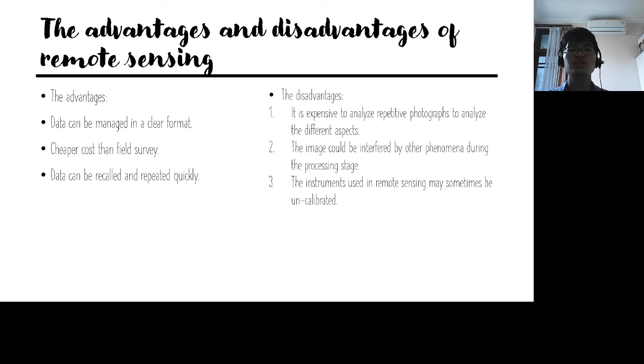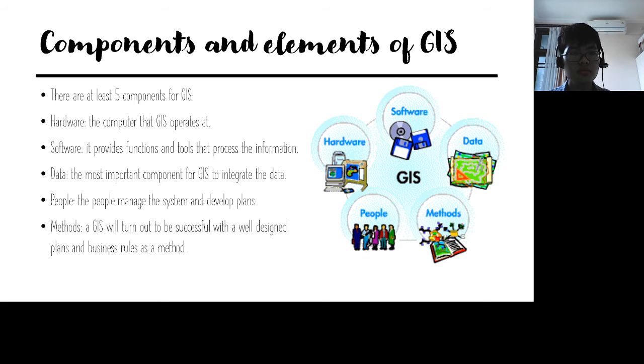Now, the advantages and disadvantages of remote sensing. The advantages: data can be managed in a clear format, it costs less than a field survey, and data can be recalled and repeated quickly. The disadvantages: it is expensive to analyze repetitive photographs to analyze the different aspects. The image could be interfered with by other phenomena during the processing stage, and the instruments used in remote sensing may sometimes be uncalibrated. The components and elements of GIS, Geographical Information System.